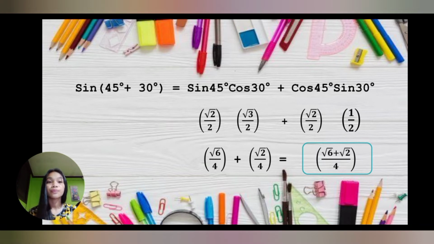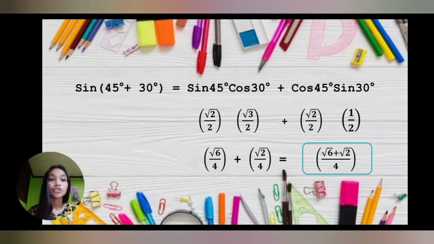So next is to multiply the equations, which is 2 times 3 is equal to 6, this one square root of 6, and 2 times 2 is equal to 4. And next, copy the sign, which is the plus, and the next one is square root of 2 times 1, which is the square root of 2, and 2 times 2 is 4. So we have the answer of square root of 6 over 4 plus square root of 2 over 4.